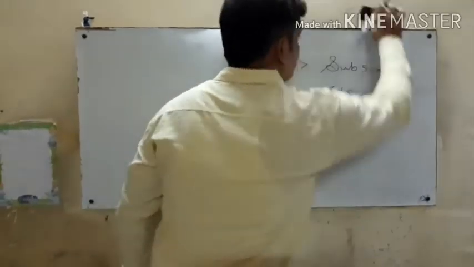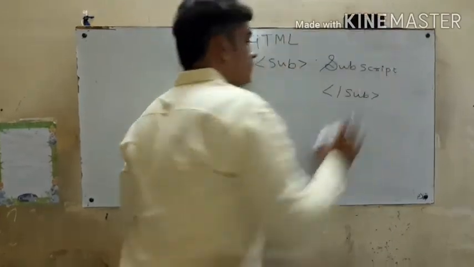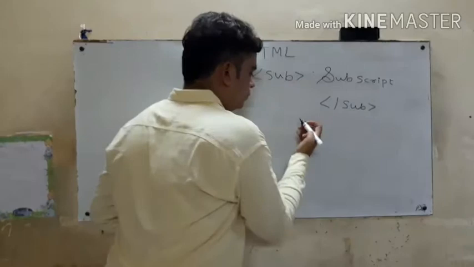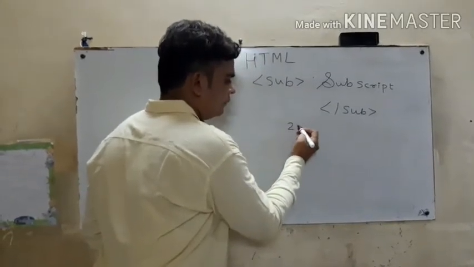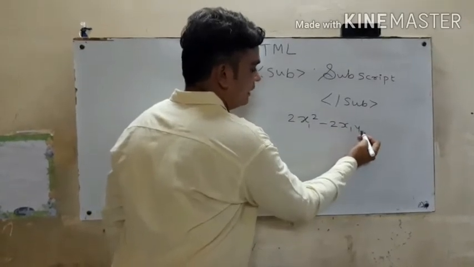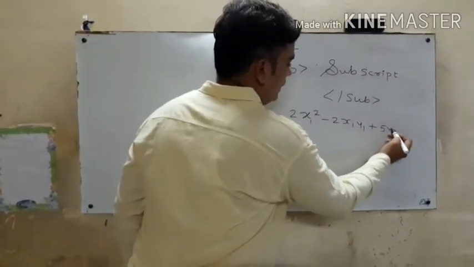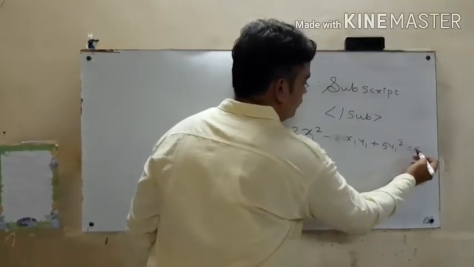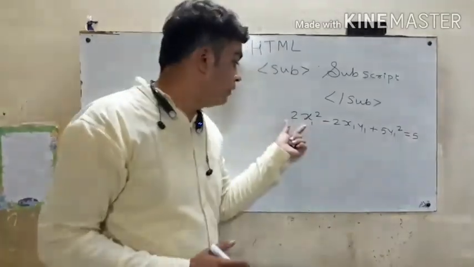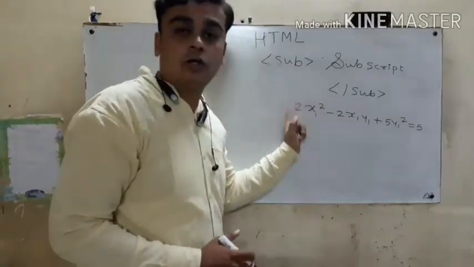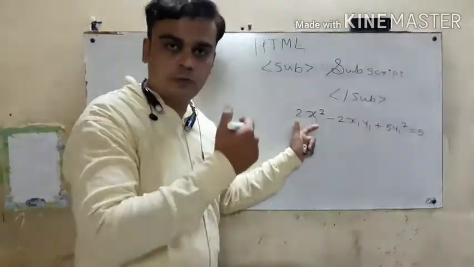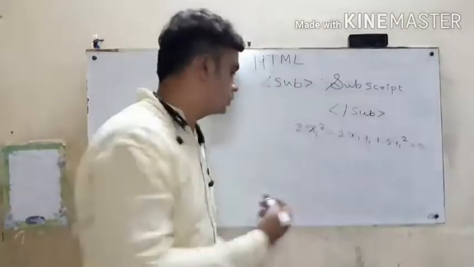In this third example, we are going to use the combination of SUP tag and SUB tag. So I will show you. Suppose I want to display this type of equation, 2x1 square minus 2x1y1 plus 5y1 square is equal to 5. Suppose this type of equation I want to display in my web page. Now how am I going to read 2x1 square, not 2x square 1. So for this type of information, 1 I have to show at base level, 2 at power position.